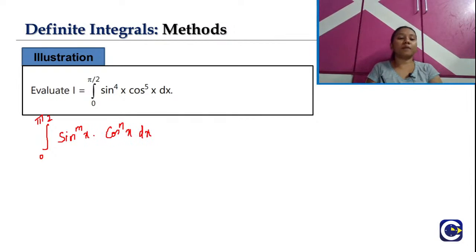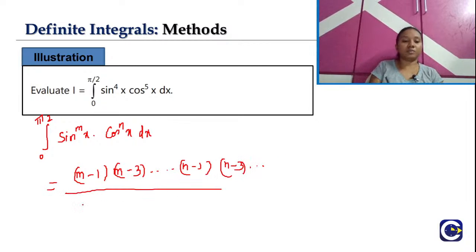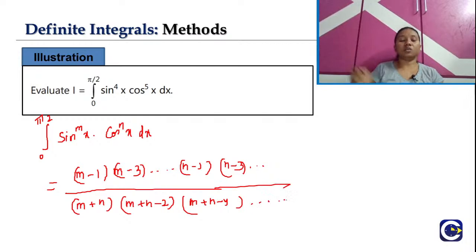So if these m and n are not simultaneously even positive integers, then what will be the corresponding formula? It will be m minus 1, m minus 3 and so on into n minus 1, n minus 3 and so on. And in the denominator, it will be the sum of these two, that is m plus n into m plus n minus 2 and m plus n minus 4 and so on until we get either 1 or 2. Right, so this is the formula.